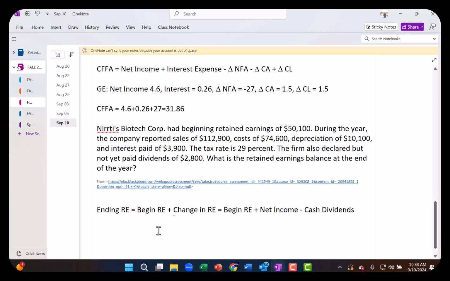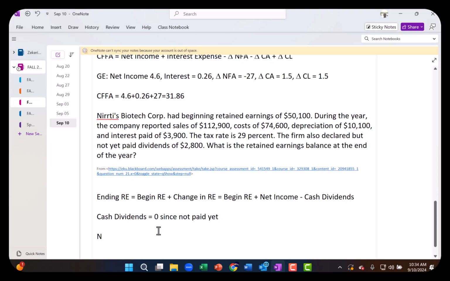I mean, dividends are never promised, but once you declare them, that's an obligation you have, so it's a liability until you pay it. So cash dividends, since not paid yet, you need to calculate net income. Sales minus cost minus depreciation.